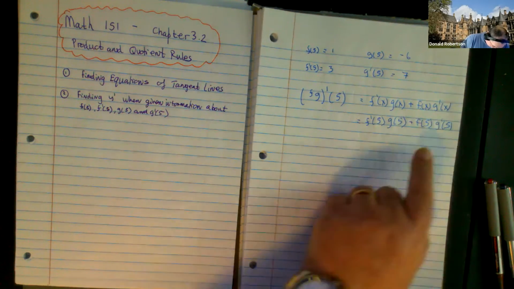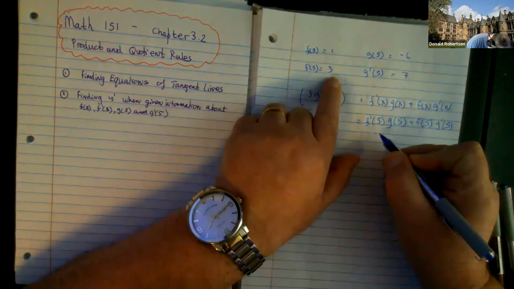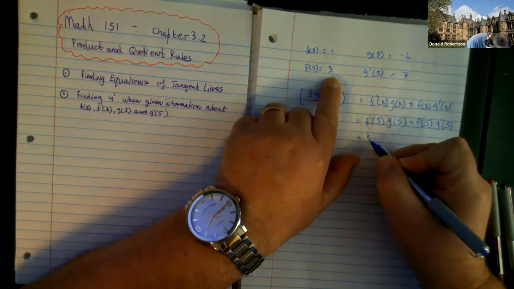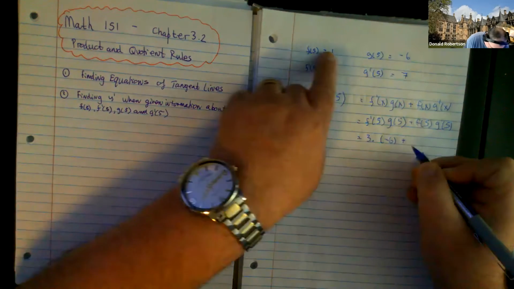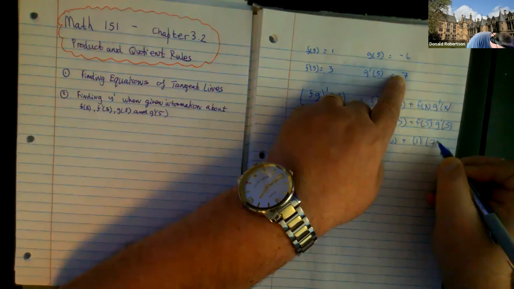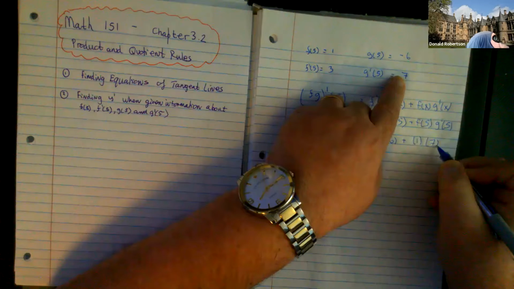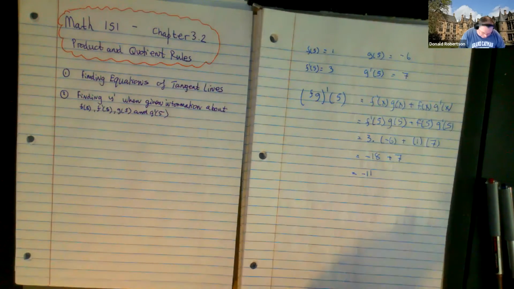Then don't you simply just plug and chug. The derivative is 3. G is -6. The value of this function is 1. G dashed is 7. And so I would get -18 plus 7. And I would get the answer -11. Are you comfortable with that? How we figured that out?